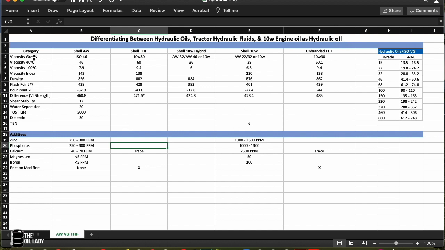So when someone asks me if they want to switch between a product, so hey, this machine calls for this AW46, all I have on hand is either 10-weight or maybe a tractor hydraulic fluid, can I use it? Now, everything is dependent upon the application, the environment, warranties, so on and so forth. But really, yes, you can most of the time cross between all these when you take some things into consideration. So we have your viscosity grades kind of mapped out here, and it's important to pull up your viscosity chart.